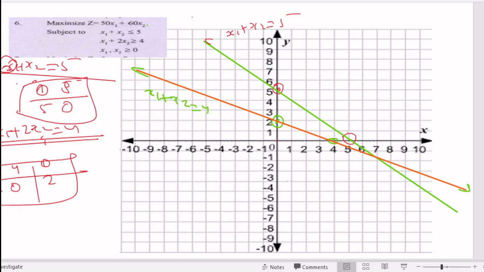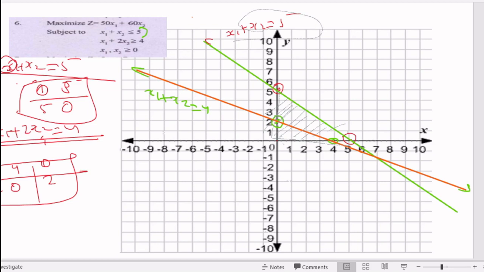Fine. Now we have to draw the region, which is very important. The first one, less than 5. We need to find the region on the left hand side of this line, somewhere here at this side. Since x1 and x2 are greater than 0, it will not go beyond this, it will not go on the negative side. So this is for the line x1 plus x2 equal to 5.